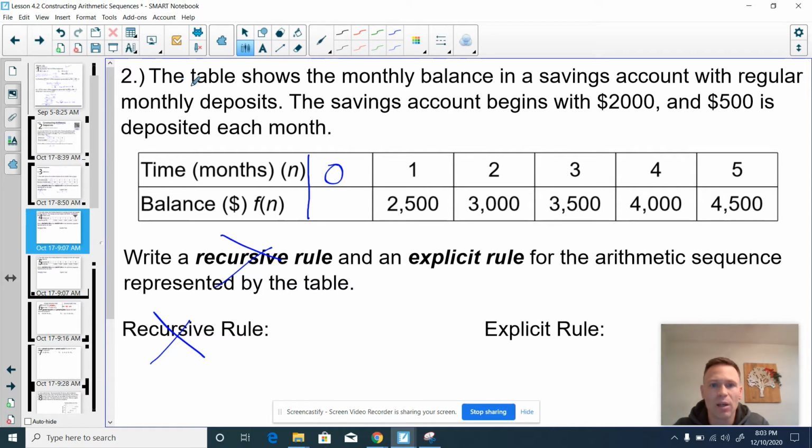Next one here. The table shows the monthly balance of a savings account with regular monthly deposits. The savings account begins with $2,000 and $500 is deposited each month. Okay, so it tells us it begins with $2,000. That means at time 0, before any month's passed, I have $2,000 in the bank. After the first month, now I've got $2,500.